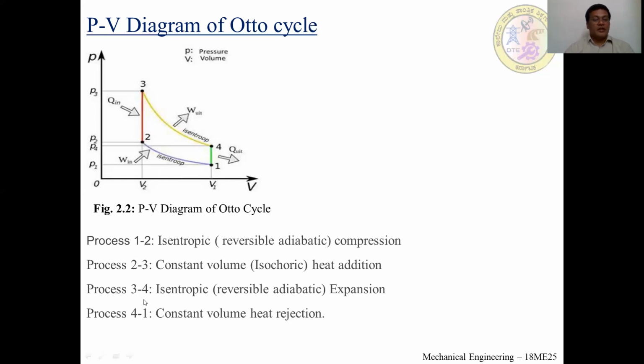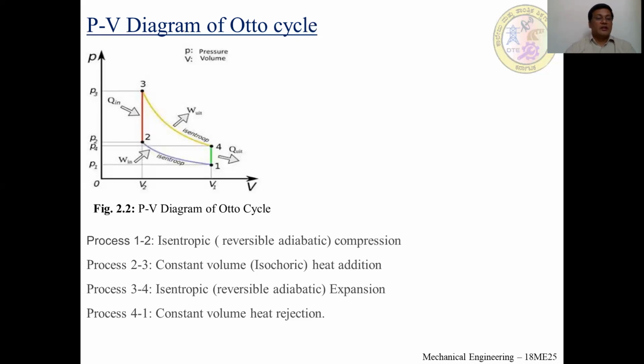Then the second process, that is from 2 to 3, is the constant volume heat addition process. In this process, the piston rests for some time at TDC. During that duration, heat is added to the working fluid or the air through external sources. At that time, the volume remains constant.